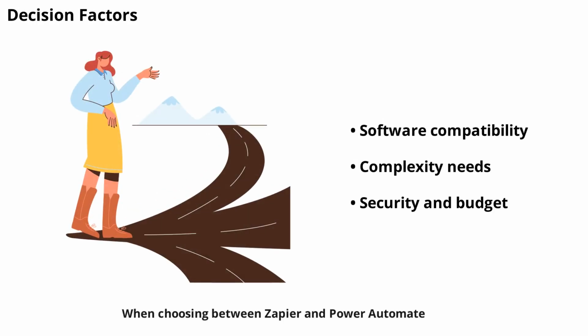When choosing between Zapier and Power Automate, finance teams should consider factors like existing software, automation complexity, security requirements, and budget. Zapier is ideal for teams seeking simplicity and broad app support, while Power Automate excels in enterprise environments with advanced needs and Microsoft integration. Assess your team's priorities to make the best choice.